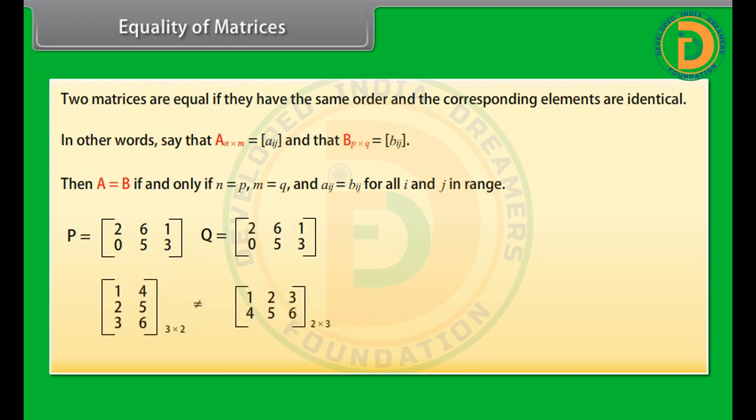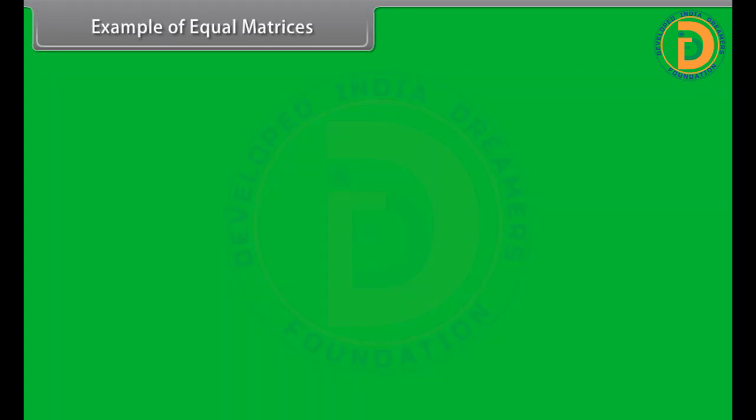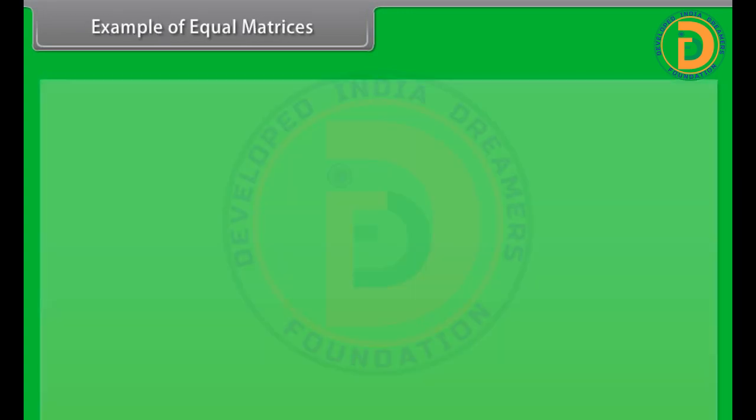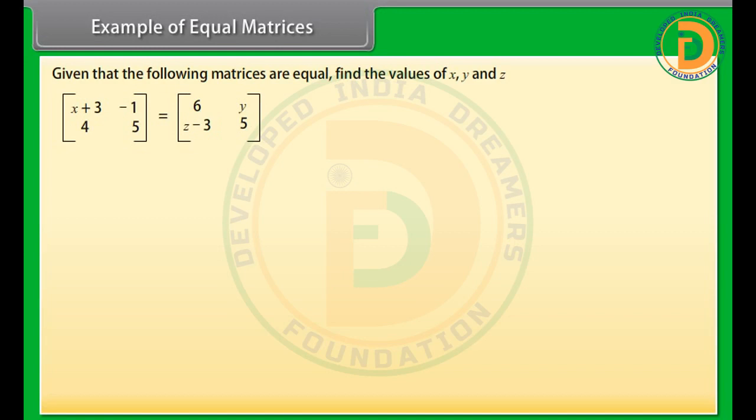Here are two matrices which are not equal even though they have the same elements. Example of equal matrices. Given that the following matrices are equal, find values of x, y and z.